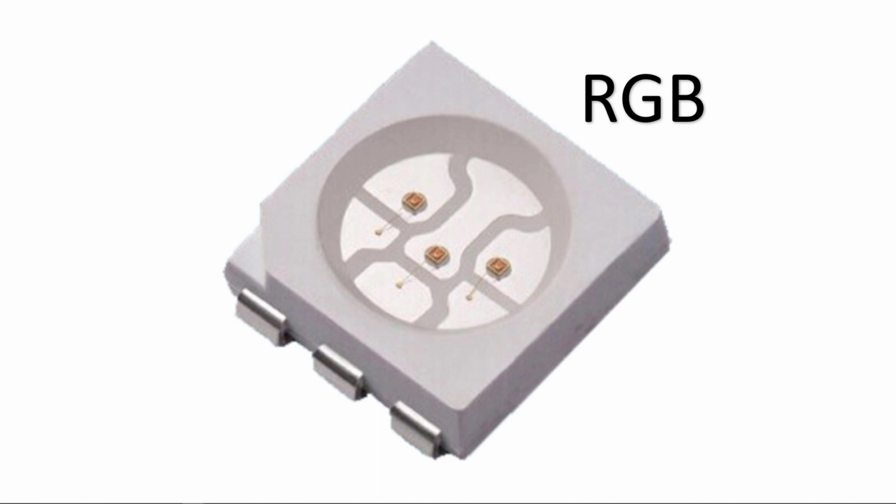So an RGB LED, and this is an SMD, surface mount device. So when you see SMD, that means surface mount device. RGB means red, green, blue. Red, green, and blue are the basic primary colors for light. Now, light is additive, pigment is subtractive.